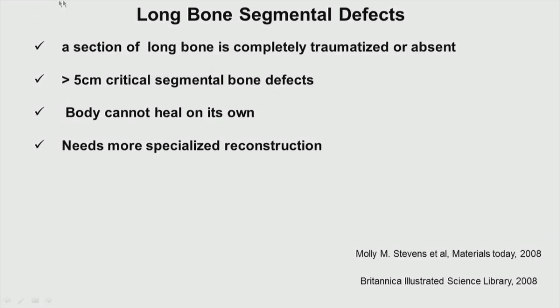So, what is this long bone segmental defect? A section of long bone is completely traumatized or absent. This can happen because of congenital disease, from birth, or because there has been an injury and it is not possible to fix that portion, so there is a big gap. It can happen because of inflammation or infection, so the part of the bone has to be removed, or cancerous bone has to be removed, so it needs to be filled up. Anything above 5 centimeters is called a critical segmental bone defect, so the body cannot heal by itself.